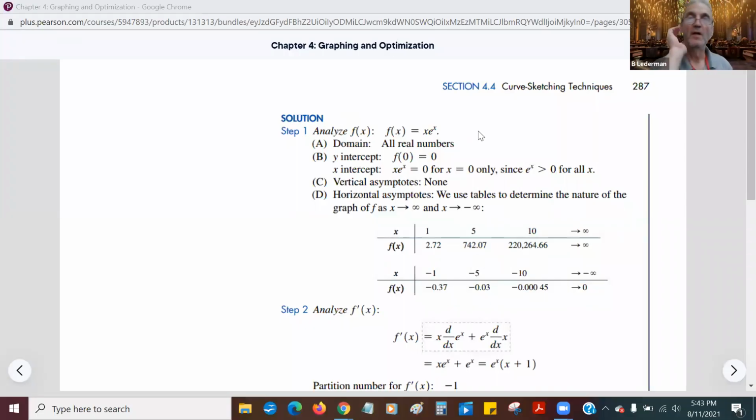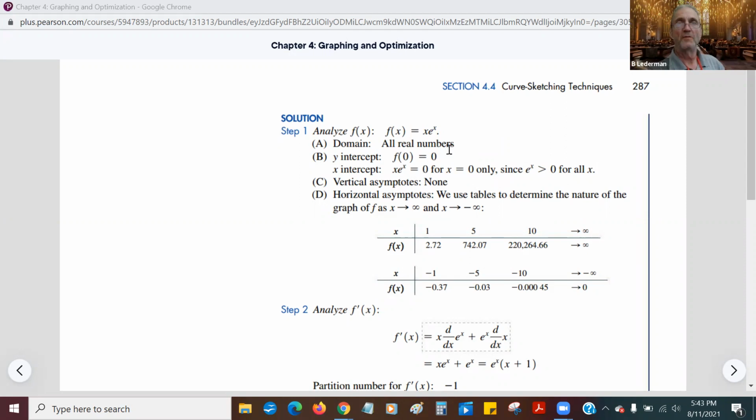Okay, well, first of all, f of x equals x e to the x has no bad points. The domain is all real numbers. And for the x-intercept, I have to set this sucker equal to 0. e to the x never equals 0. So the only time this ever equals 0 is when x itself equals 0.